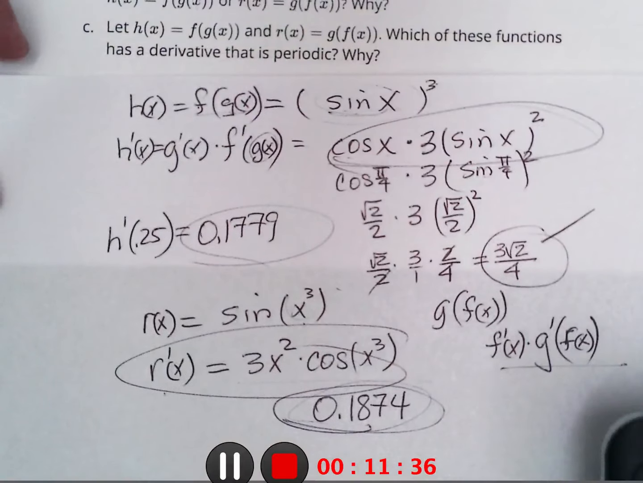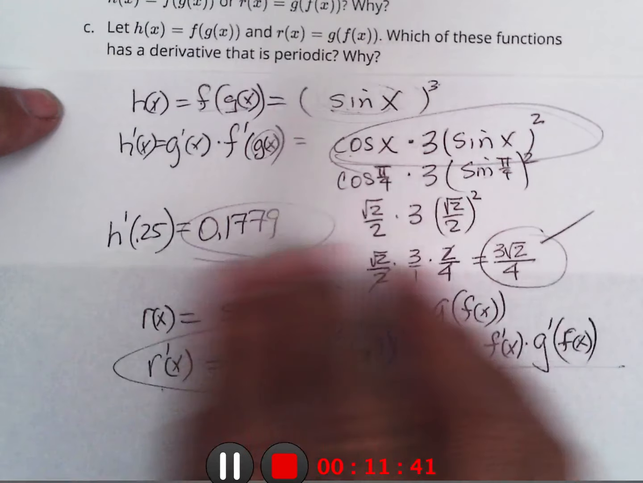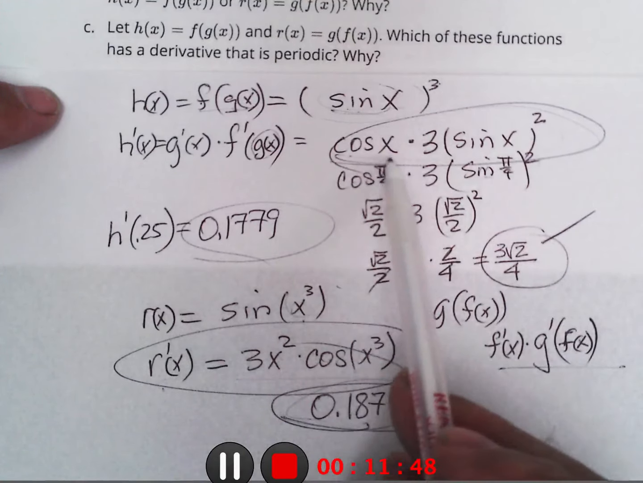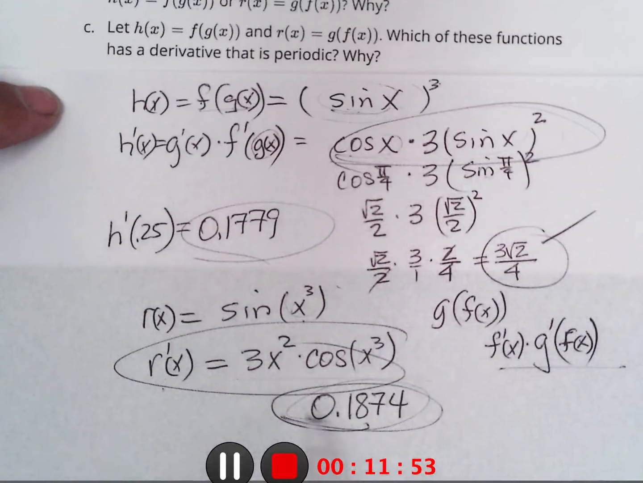And which of these functions has a derivative that is periodic? Well, we can graph and find out, but this one, cosine is periodic and sine is periodic. But the cosine of something that's not just a linear thing, this is a cubic, is not going to be periodic, and this part is not periodic. So this one is not periodic. It's not going to repeat itself. This one will repeat itself. And that's number 8.